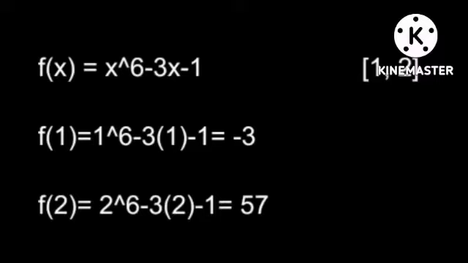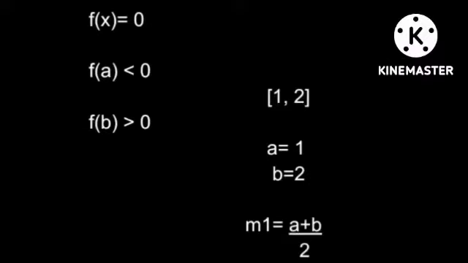So f of 1 equals 1 to the power of 6 minus 3 times 1 minus 1, which is equal to negative 3. So we're going to substitute also the 2. So f of 2 equals 2 to the power of 6 minus 3 times 2 minus 1, which is equal to 57. Suppose that our f of x is equal to 0 in our given equation.